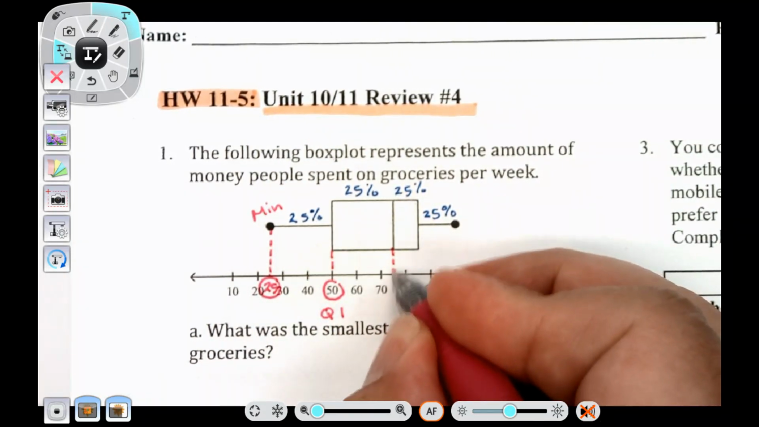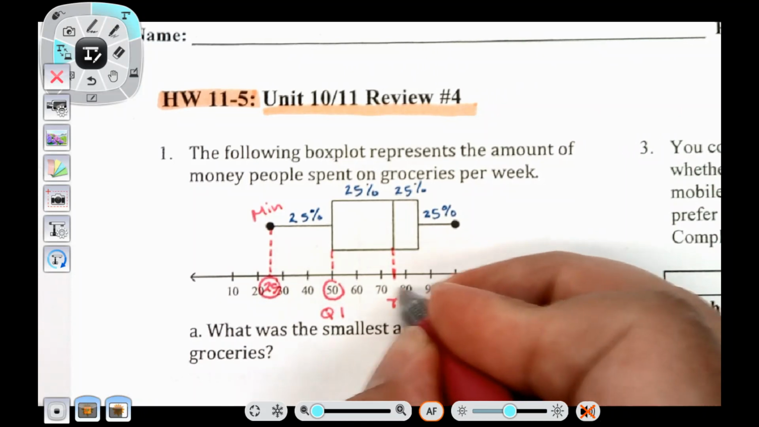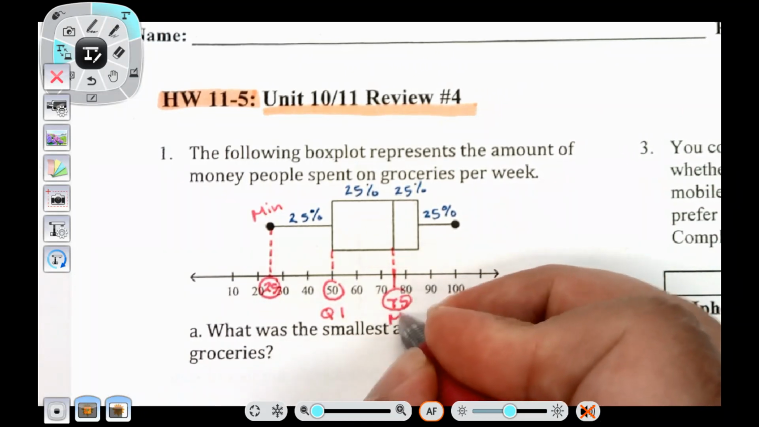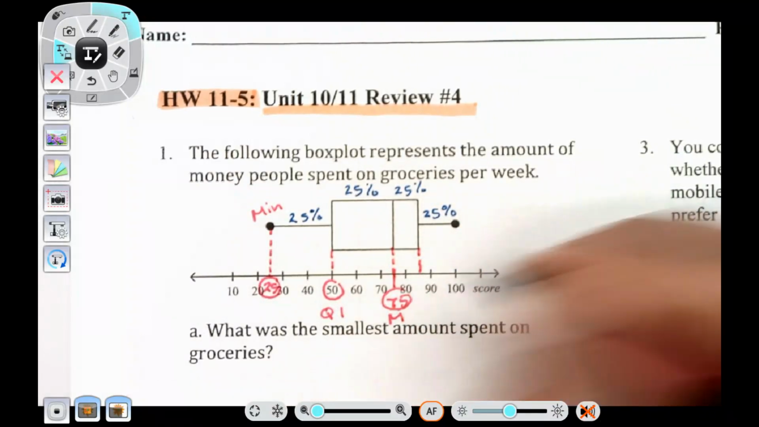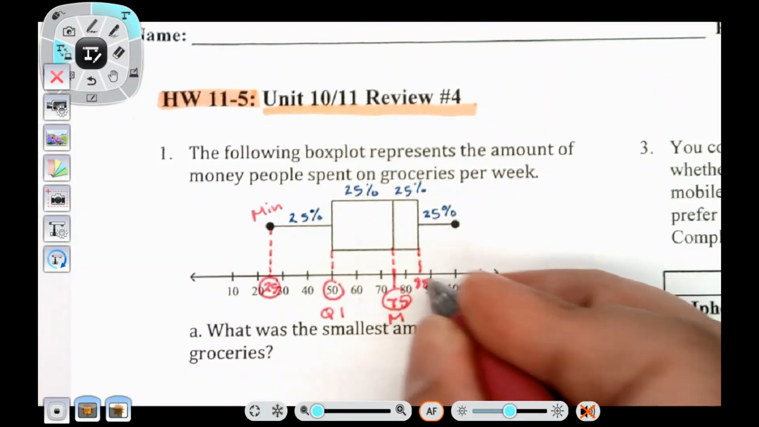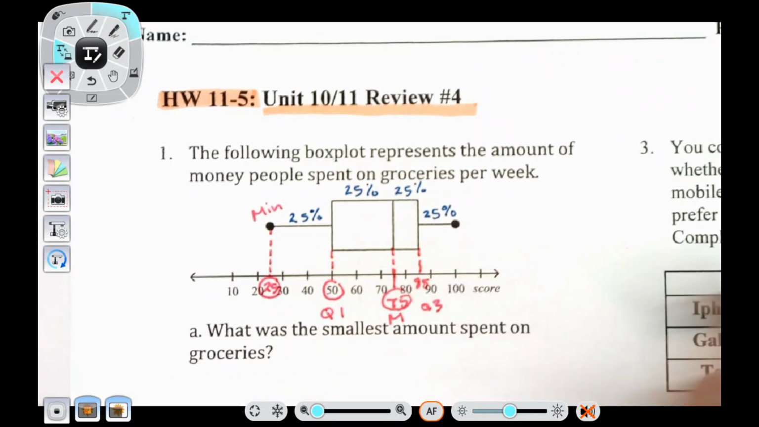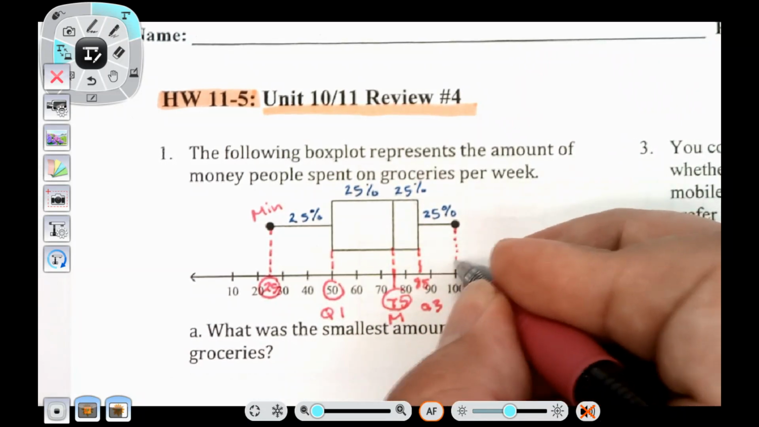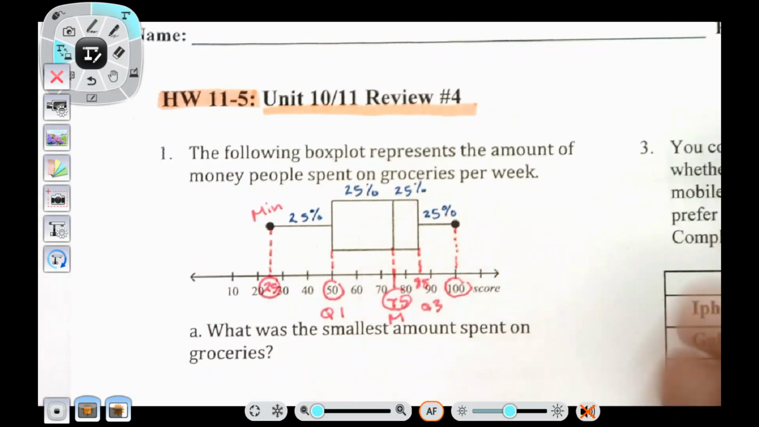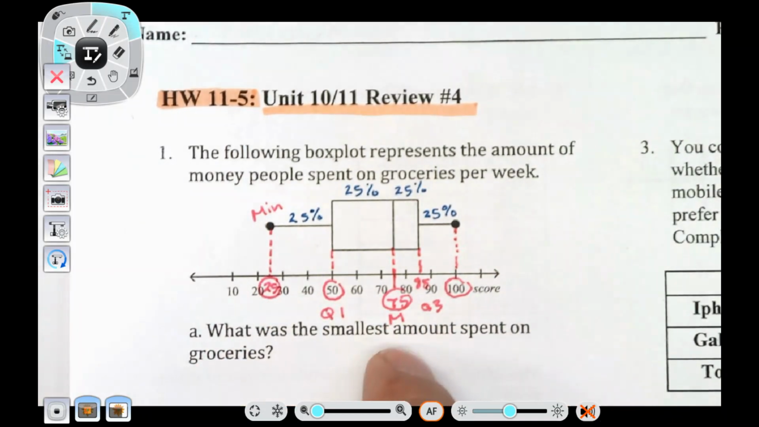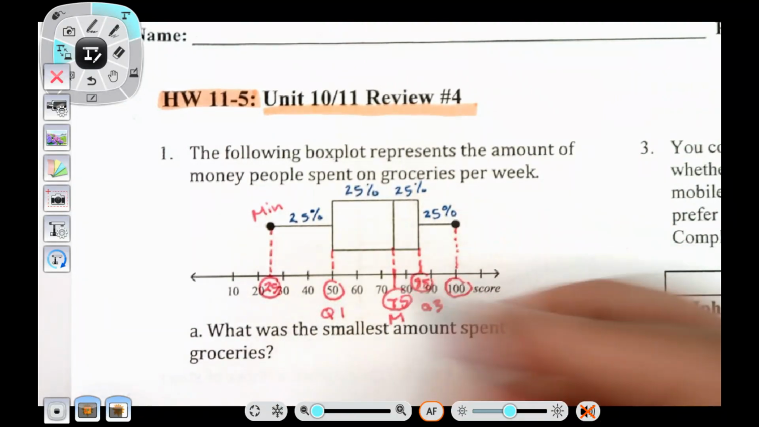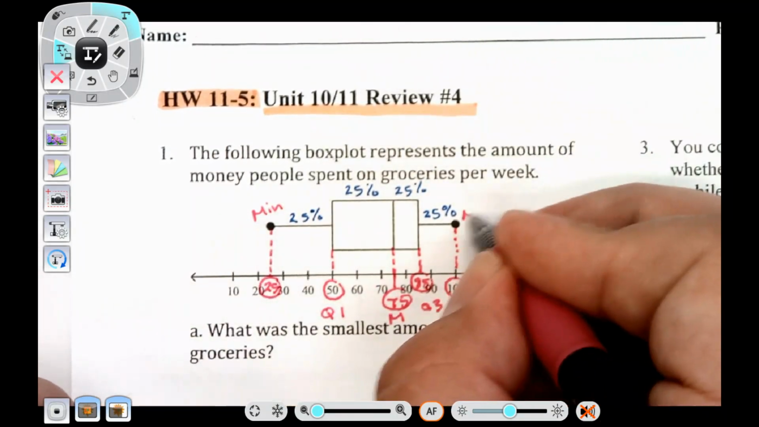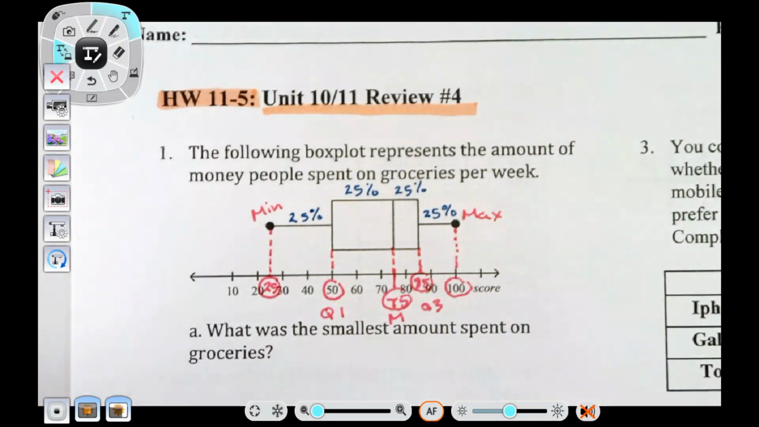Look at that, right in the middle. So 75, right in the middle there, is my median, the M. Right here would be an 85. So 85 is what we call our Q3. And finally, the most money spent by someone, 100. These are the five numbers we should always highlight: the beginning of the box, the end of the box, the median, and of course your min and your max. Once we do that, we are able to answer any question they throw at us.